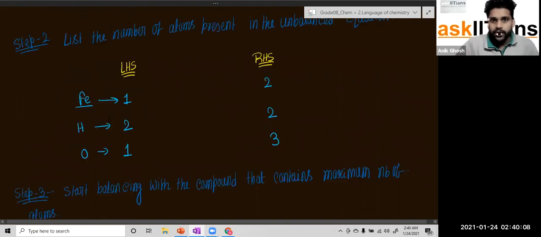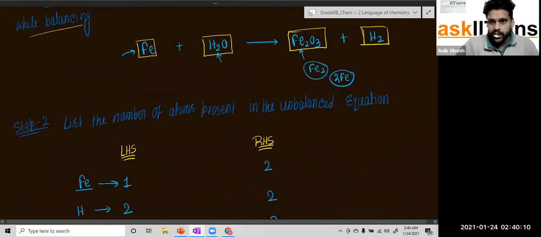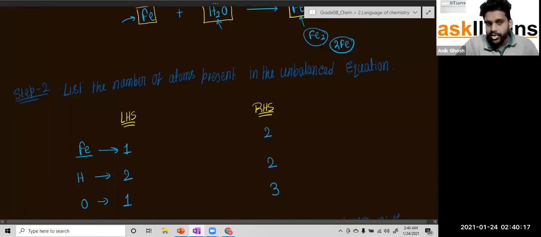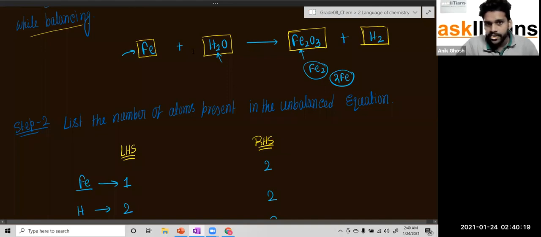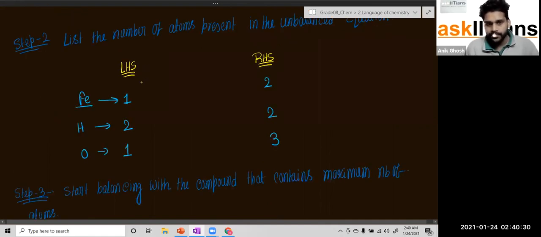Now let's look into it. There are two iron and three oxygen. So what you have to do is make 2 iron and 3 oxygen on the left side. Okay. Now in order to do that, you can write 2 on the left side.